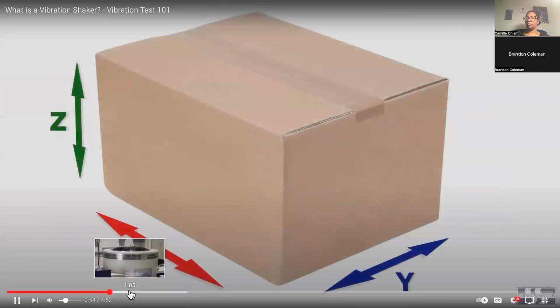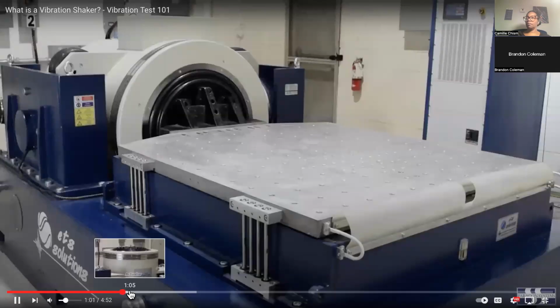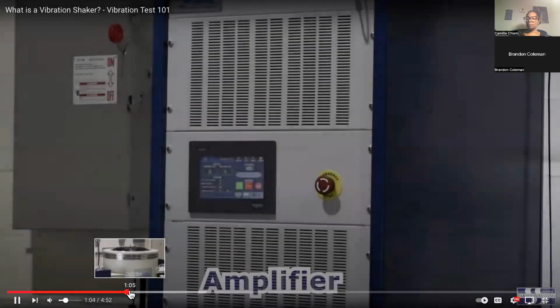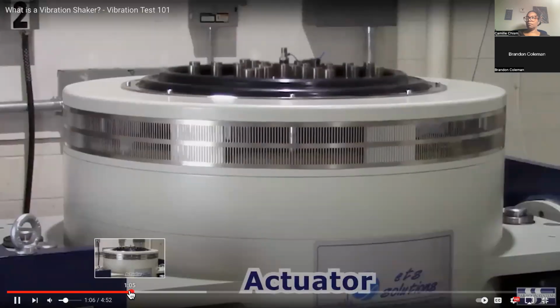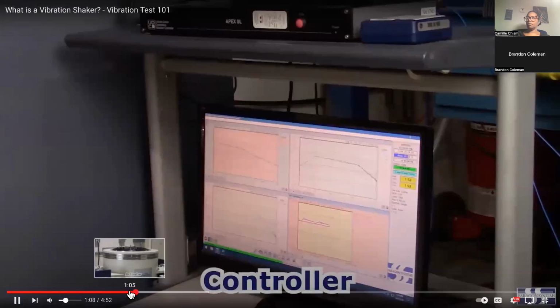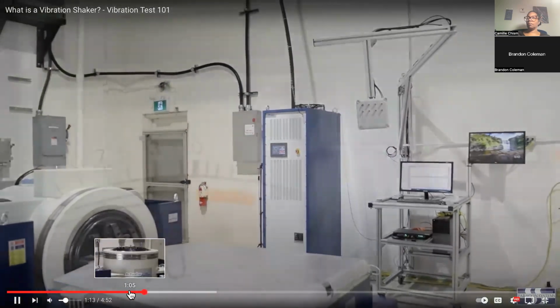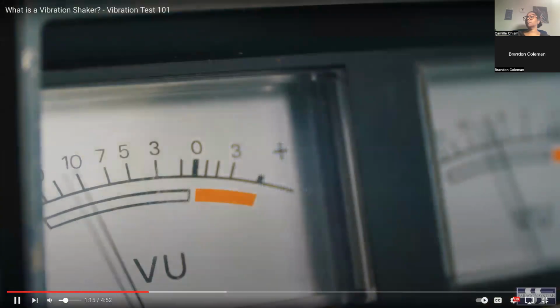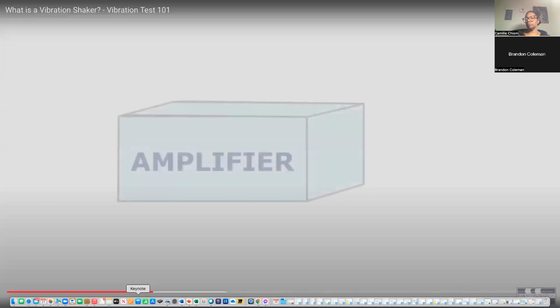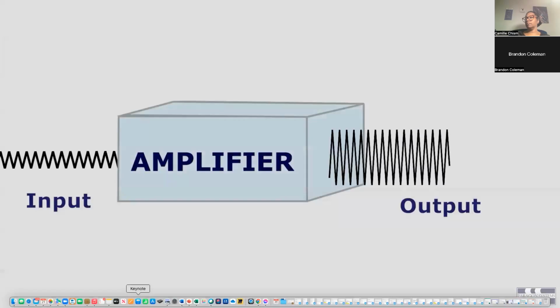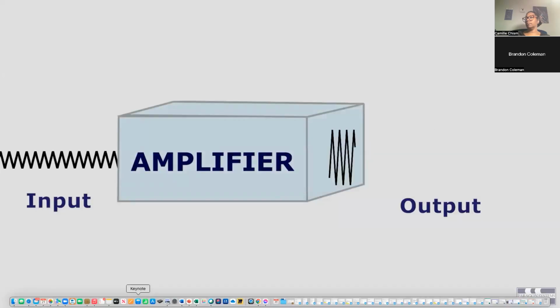We use electrodynamic shakers at Paragon Systems Testing to perform vibration testing in 3 axes. An electrodynamic shaker consists of 4 basic components: an amplifier, an actuator, a controller, and a slip table. The shaker amplifier works very much like a stereo system audio amplifier. It uses mains electrical energy and takes a low-level alternating electrical signal from a vibration controller and amplifies it into a signal of many thousands of watts.